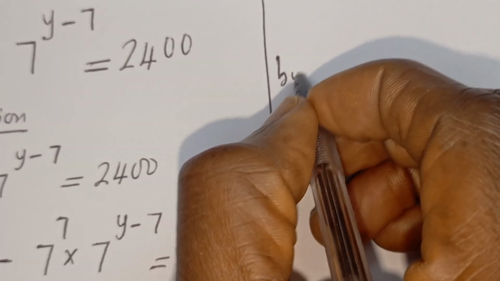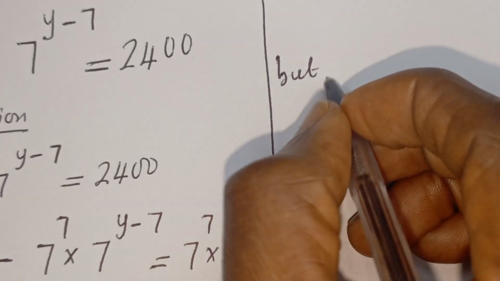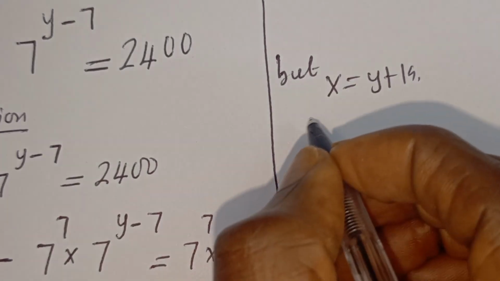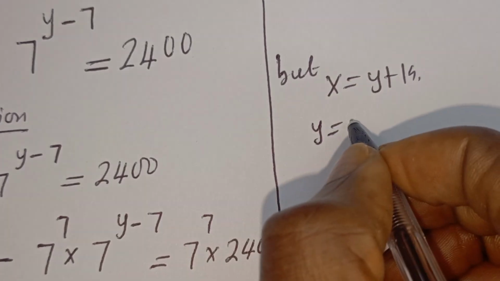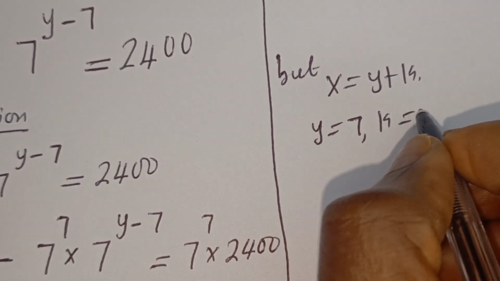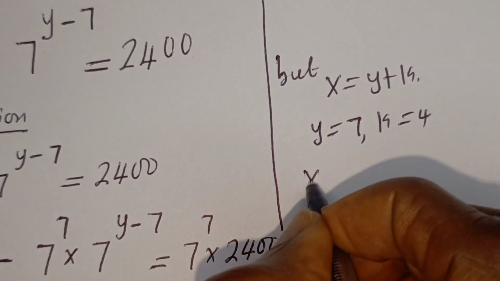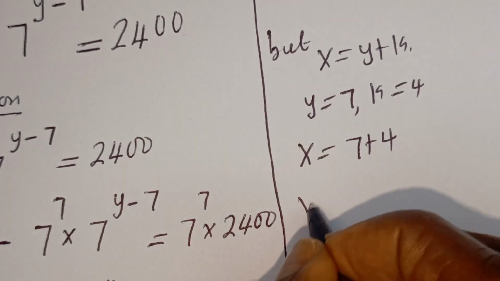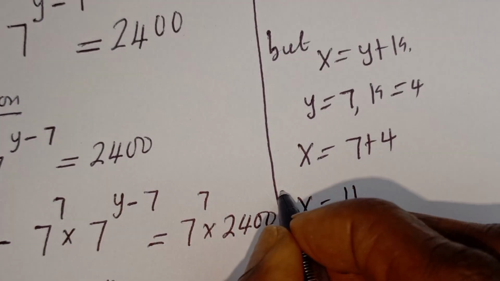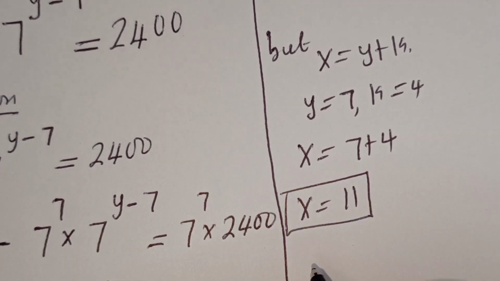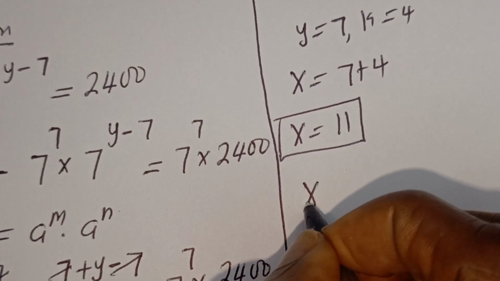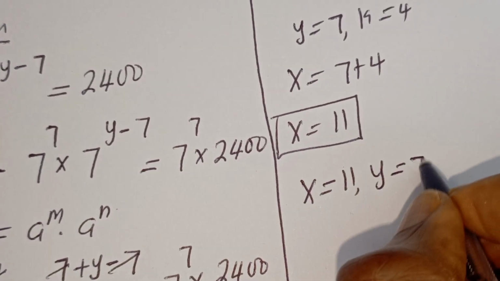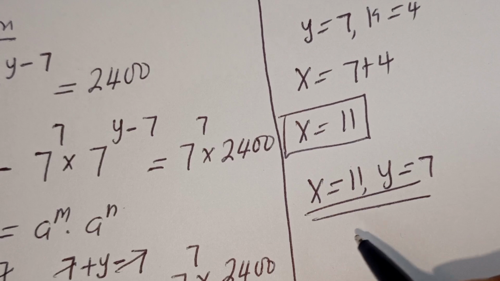But x is equal to y plus k. Then y is equal to 7, k is equal to 4. Now x is equal to 7 plus 4. Then x is equal to 11. This is the value of x. Therefore, our final answers are x is equal to 11, y is equal to 7. We can check to confirm if this answer is right or wrong.